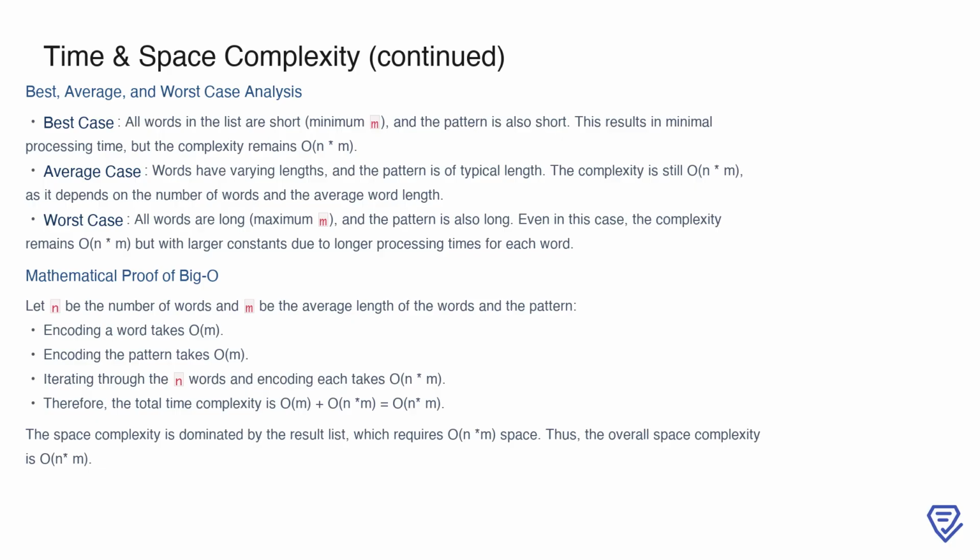Mathematically, we see that encoding the pattern takes O(m), and iterating through n words to encode and compare each contributes O(n * m). Adding these together confirms the total time complexity is O(n * m). Similarly, the space complexity is dominated by the result list, requiring O(n * m) space in the worst case.